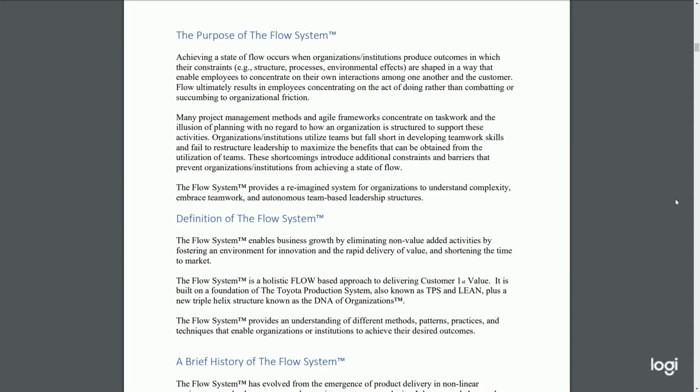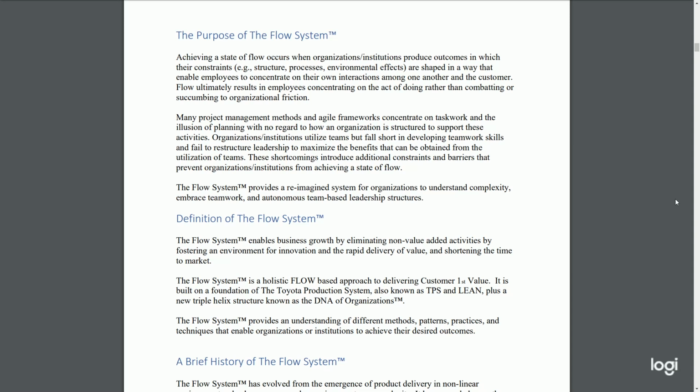Many project management methods and Agile frameworks concentrate on task work and the illusion of planning with no regard to how an organization is structured to support these activities. Organizations and institutions utilize teams but fall short in developing teamwork skills and fail to restructure leadership to maximize the benefits that can be obtained from the utilization of teams. These shortcomings introduce additional constraints and barriers that prevent organizations and institutions from achieving a state of flow. The flow system provides a reimagined system for organizations to understand complexity, embrace teamwork, and autonomous team-based leadership structures.